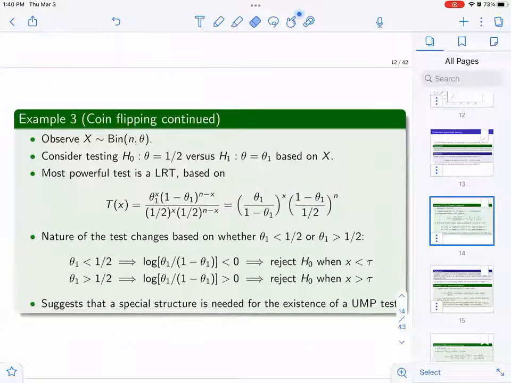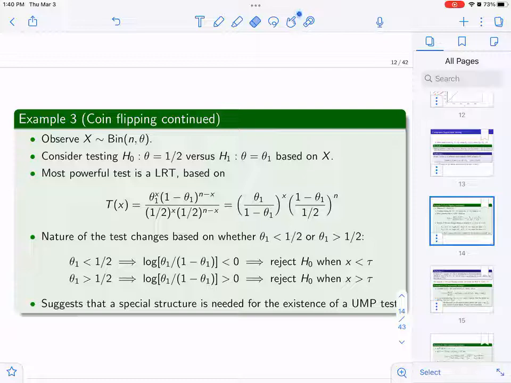So suppose we have a binomial observation, n and theta. This is like the coin flipping example reduced by sufficiency. So I want to test whether theta is equal to 1/2 versus theta not equal to 1/2. What I can do is consider an unspecified alternative, just any simple alternative theta 1, which I won't specify at this point. Then I can write down the likelihood ratio. I know that the likelihood ratio is going to be most powerful for this simple hypothesis testing problem.